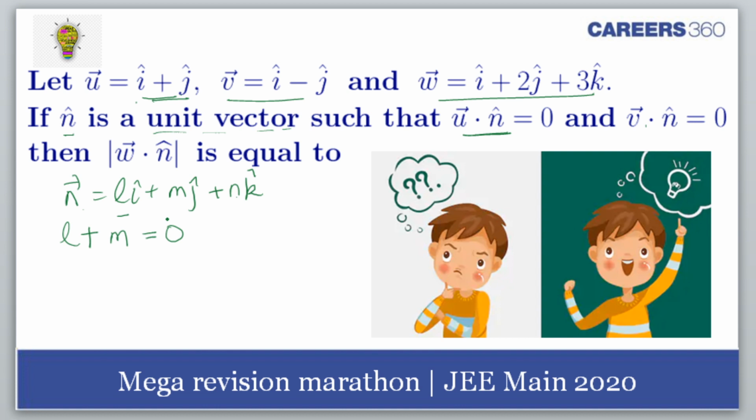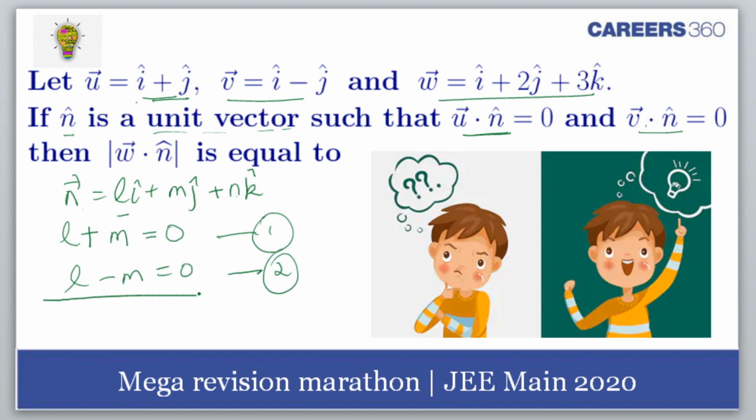I mean, there is no set rule, but generally from vector 3D, 2 to 3 questions are being asked. L plus m is equal to 0. That's the first equation. Similarly, v dot n is 0. So i and this is L minus j, that would become minus m, that is 0. That is the second equation.